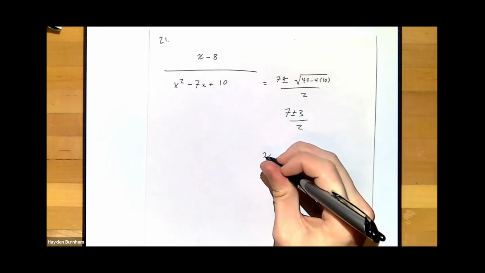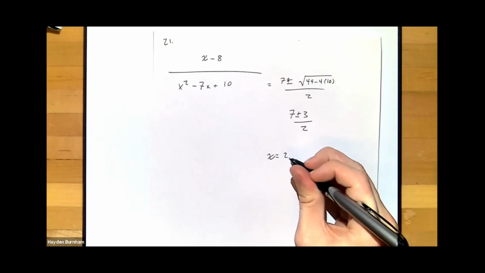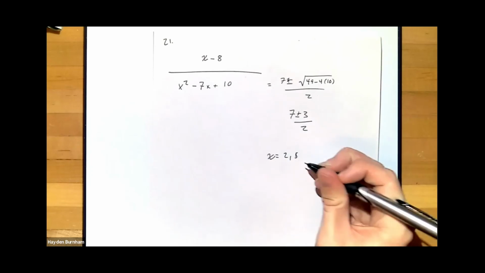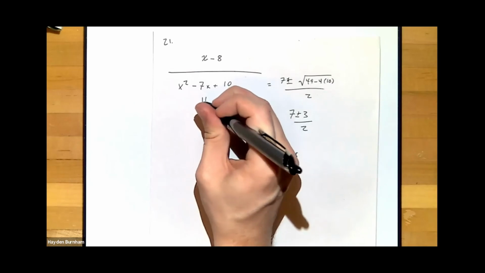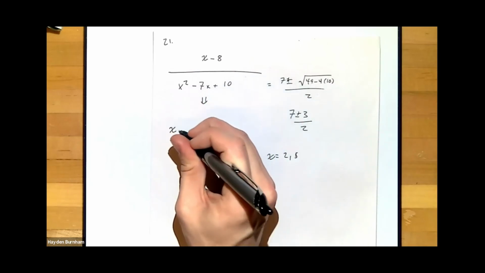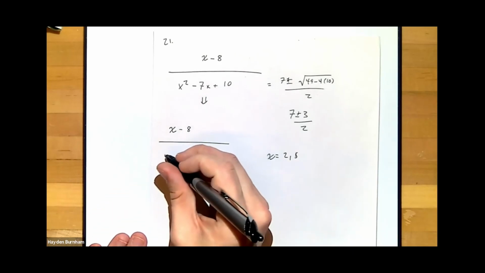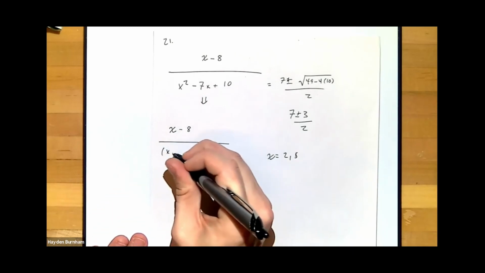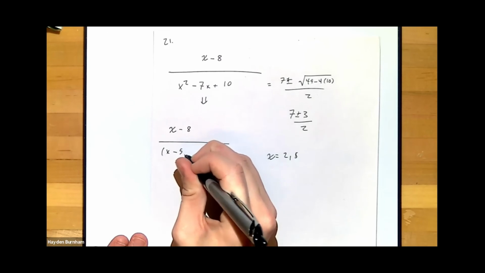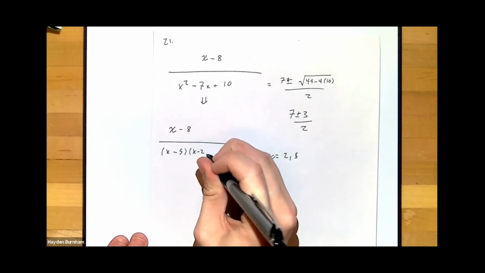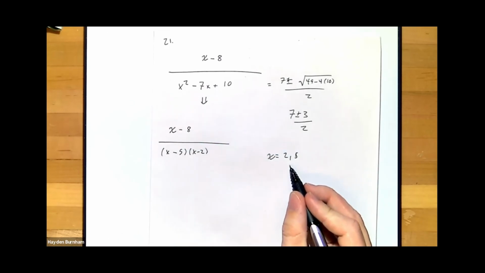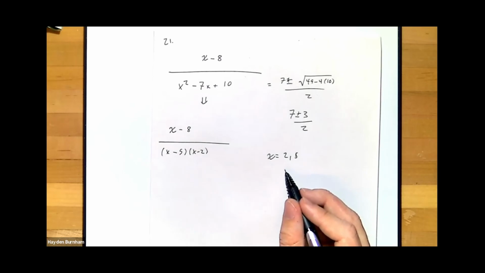So that means x is going to be equal to 2 and 5, right? So this can be factored. This can be written as x minus 8 over x minus 5 times x minus 2, because the sign is always going to be the opposite of what you have here, right?